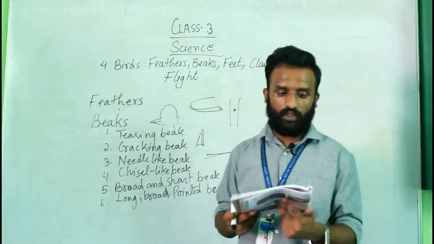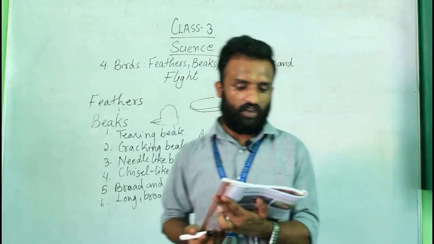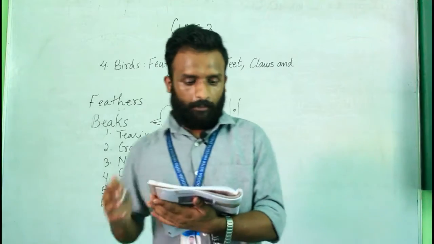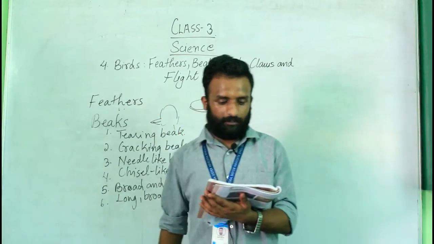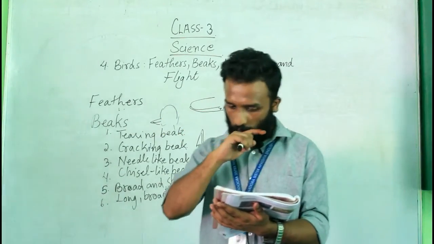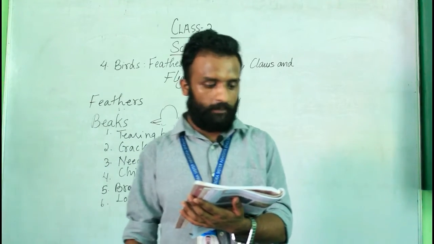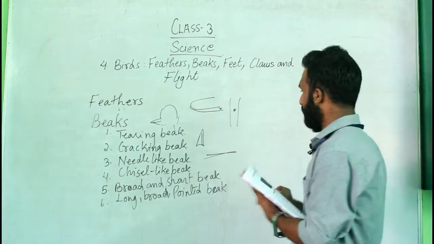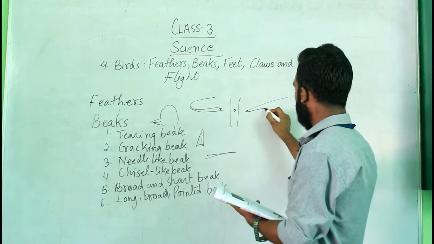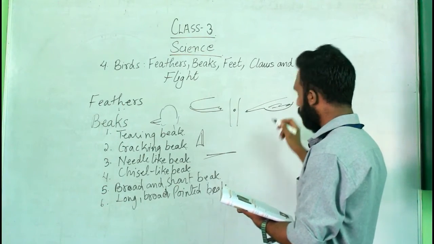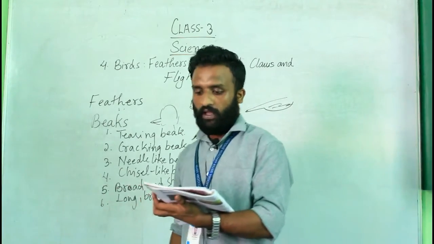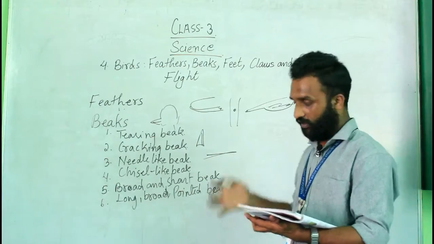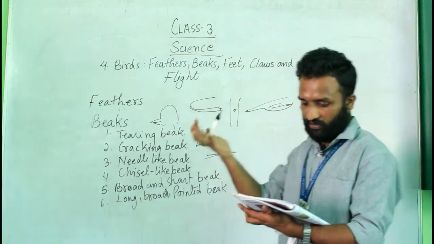Now the next one is the pouch-like beak for scooping. The pelican has a pouch-like beak that can expand when the pelican tries to scoop up fish from water. How is it helpful for them? They scoop up fish from the water and catch the fish.